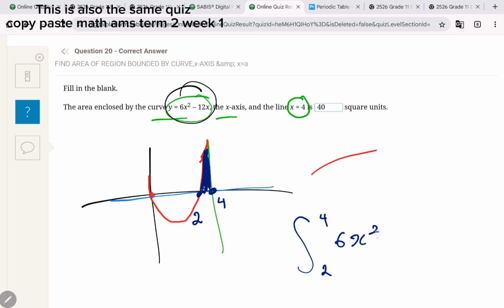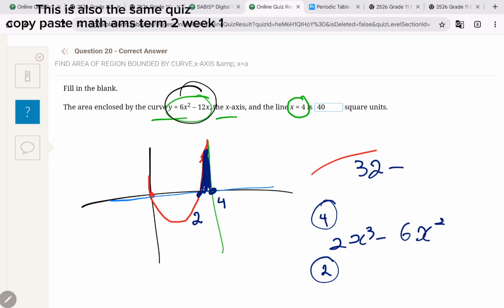So, 2x cubed minus 6x squared. What do I substitute now? I substitute 4 and 2. So 2 times 4 cubed minus 6 times 4 squared. This would give me 32. Minus, if I put 2 now, 2 times 2 cubed minus 6 times 2 squared. This would give me minus 8. 32 minus 8 would give me what? Would give me 40.